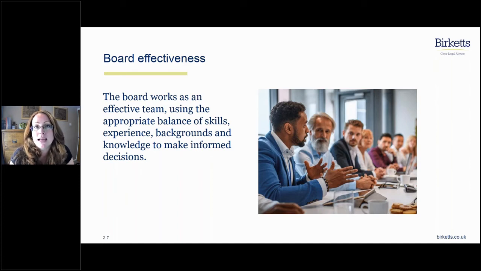That's not to say that some individuals might not be so valuable to the charity that you want them to stay on for a longer period. But having that regular point at which terms of office end and you reconsider whether to reappoint that person, whether to appoint somebody new, it just is a helpful way of keeping the board fresh.